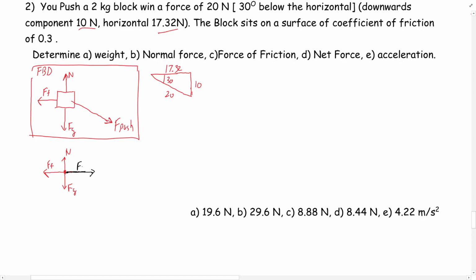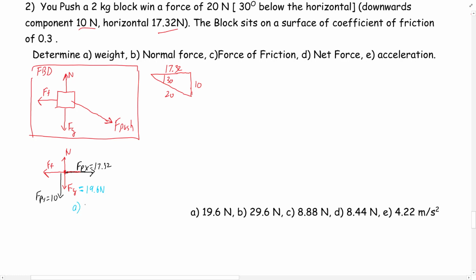There's F pull in the X, and I'll write down the number now, 17.32. And there's a downward component. So I'll pull it over here. And that is going to be F pull in the Y, and that's 10. I'm going to change it over to blue, and the force of gravity hasn't changed. The force of gravity is still going to be the 19.6 newtons. Okay, so that is still going to stay the same.